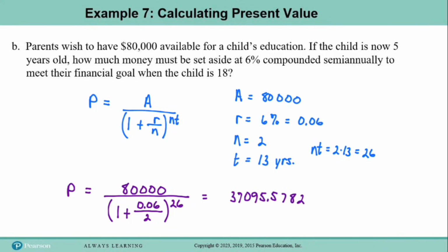37,095.5782. Let's say that we want to round off to 2 decimal places because we're dealing with money. So normally we would look at the third decimal place and decide if this stays a 7 or goes to an 8. But remember, we are calculating present value, so we will always round up. So this becomes an 8 anyway, regardless of what this next digit is. And we would need to invest $37,095.58 to end up with $80,000 given these other values.